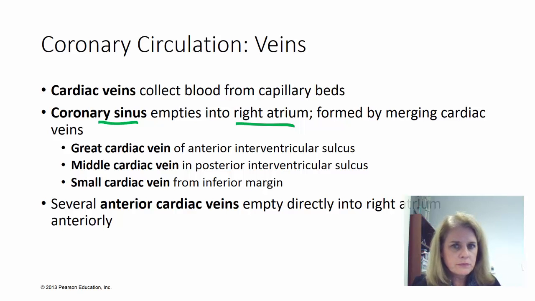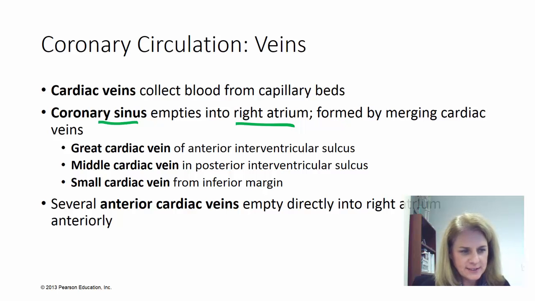Okay, so I showed you inside the atrium where the inferior and superior vena cava and the coronary sinus empty in. You only have to know 3 cardiac veins, the great one, the middle one, and the small one. Kind of sounds like a Starbucks commercial. All right, and so we'll talk about what that looks like.